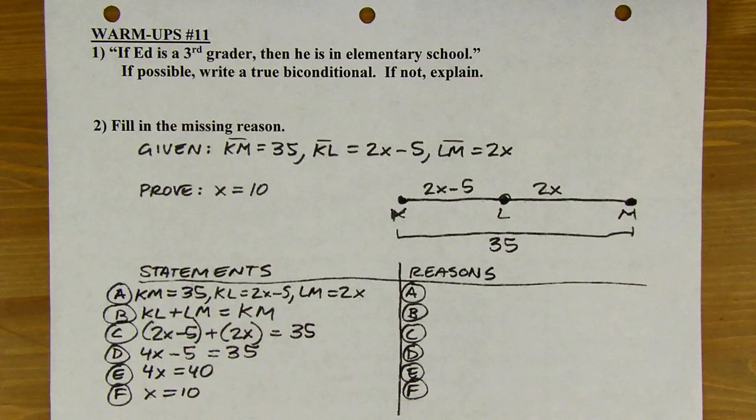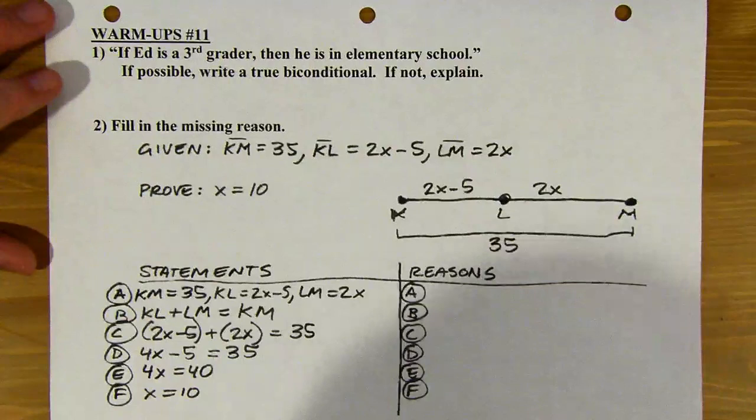All right, here's warm-up number 11. If Ed is a third grader, then he is in elementary school. Okay, if possible, I'm supposed to write a true biconditional. So a biconditional is an if and only if statement.